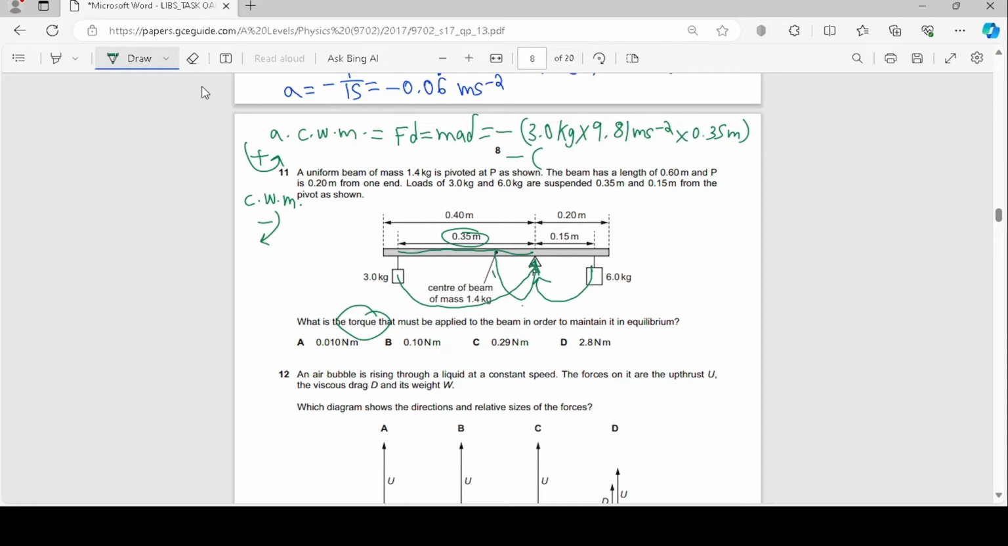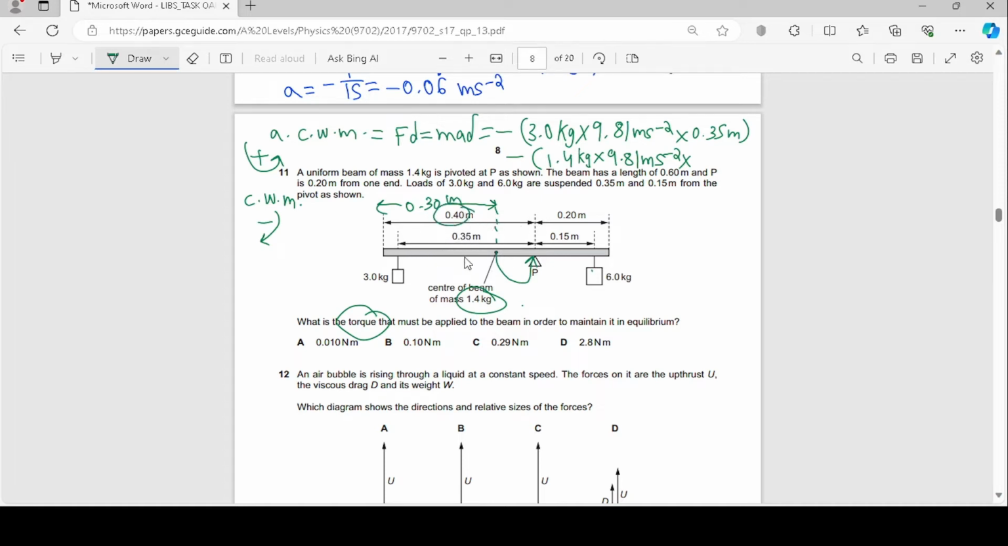Let me just erase this and consider one at a time, perhaps that's less messy that way. So this is another one that I'm considering. It's going to be 1.4, right? So 1.4 kilograms into 9.81 m s to the minus 2 into the difference. Let me just consider that the whole total length of the beam was 0.60. That means half of the length of the beam is going to be 0.30 meters.